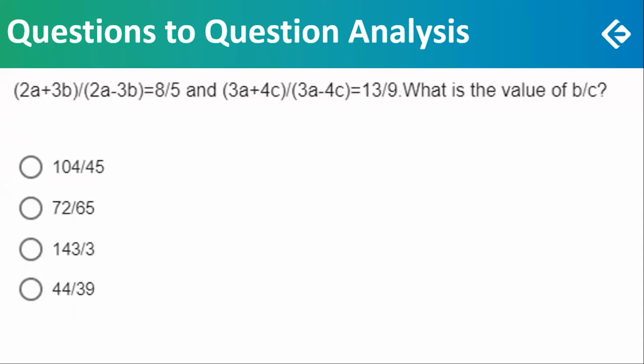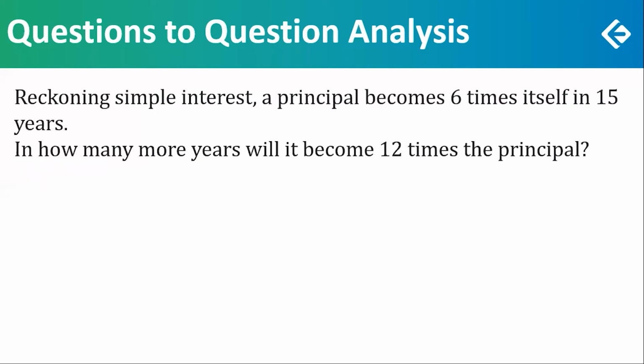Ratios: apply componendo and dividendo. You observe that it is 2a plus 3b, 2a minus 3b. That clearly should give you a hint that this is componendo and dividendo. And that should be done very fast. So this is an easy question not to be missed by anybody. Looks lengthy. But if you observe that it's componendo and dividendo, it's easy. Doable. The next is a simple interest, compound interest question.